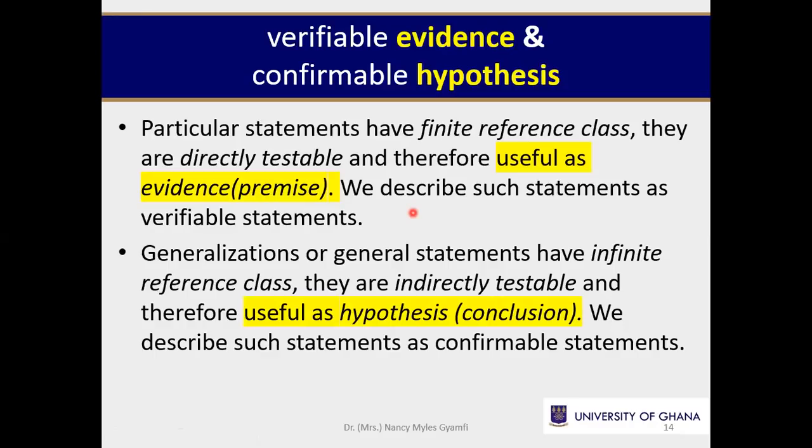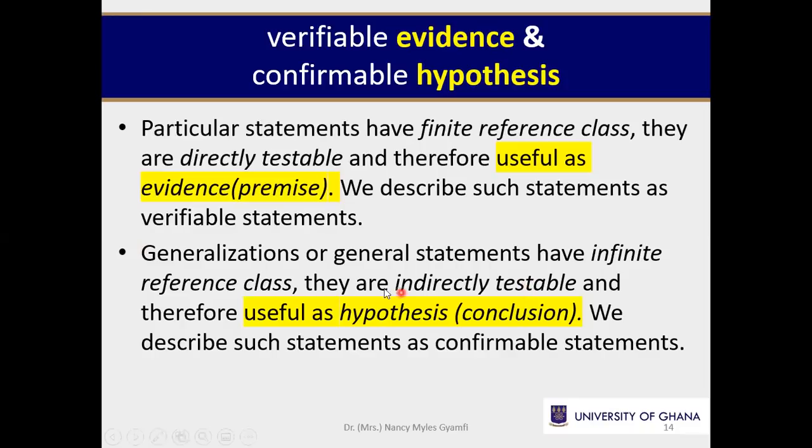How will you do it? You should come with: Amma is a cheat, and she's a woman. So we can take Amma and check, and Adwa and check, to help us support our claim that all women are cheats. So your premises in an inductive argument are stronger if they have what? Particular reference, if they have a finite reference class, that is, if they are particular statements.